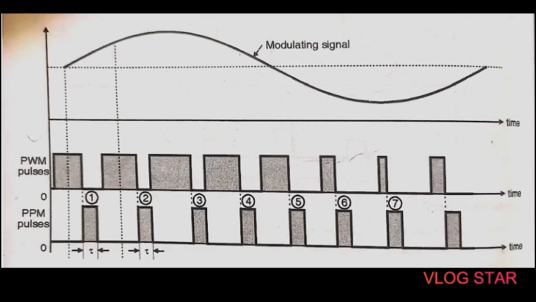Okay, then the second advantage is what? It is possible to reconstruct the PPM signal from the noise contaminated PPM signal. This is also possible in PWM but not possible in PAM signal. Then third, due to the constant amplitude of pulses, the transmitted power always remains constant. It does not change as it does in PWM.